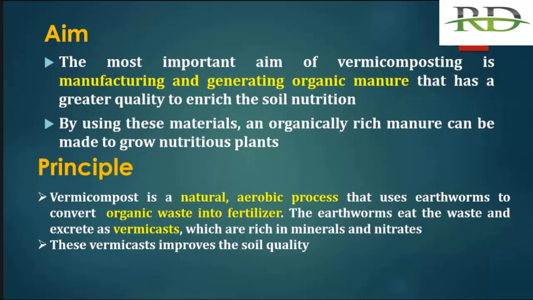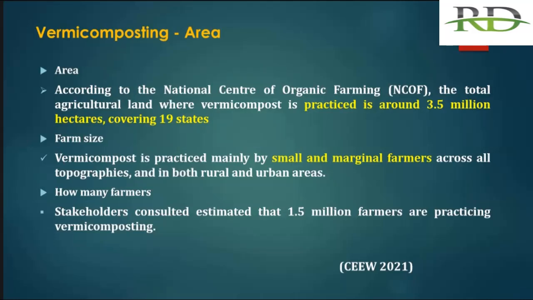Before that, we should know the area under vermicomposting in India. In India, how much area is under vermicomposting? It is difficult to find a recent and reliable estimate of vermicompost coverage. Anyhow, according to the National Centre of Organic Farming, that is NCOF, the total agricultural land where vermicompost is practiced is around 3.5 million hectares, covering 19 states. Whereas we have 142 million hectares of arable area. Among the 142 million, 3.5 million hectares are under vermicomposting.